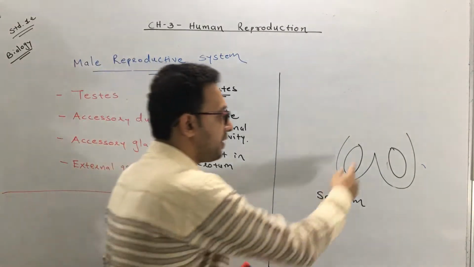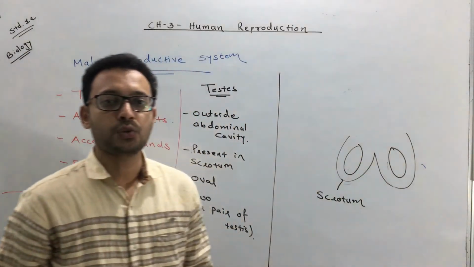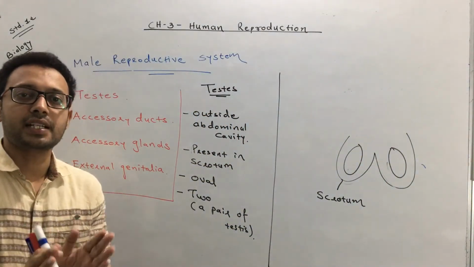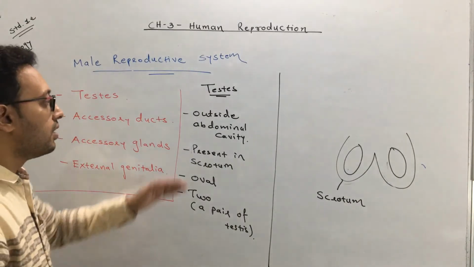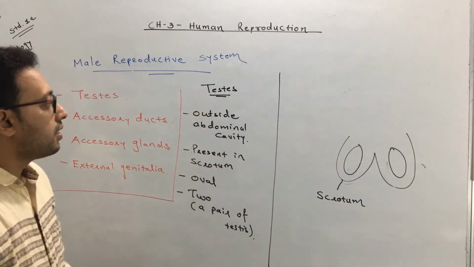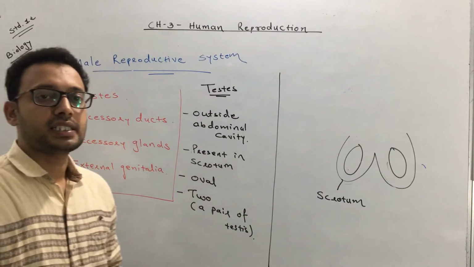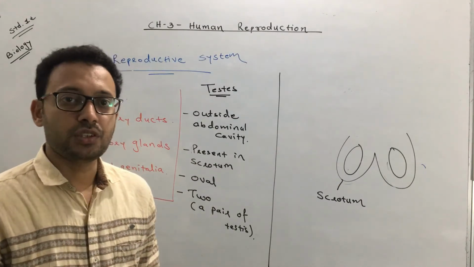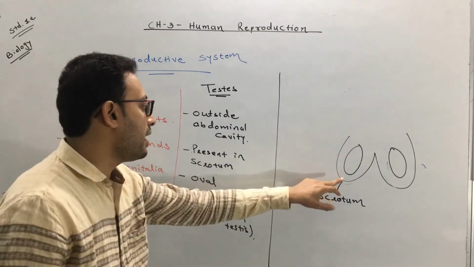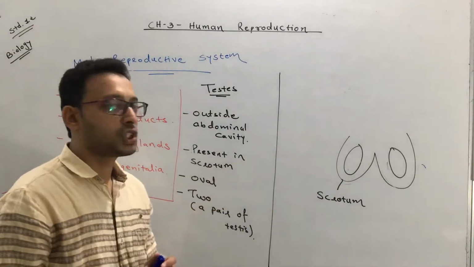Clear? A pair of testes, two testes, are present outside the abdominal cavity. This is regarding the number and the location where it is present. Okay? So see, I can repeat, where the testes are present. The testes are present outside the abdominal cavity in a pelvic region. These testes are surrounded by a pouch-like structure called the scrotum.